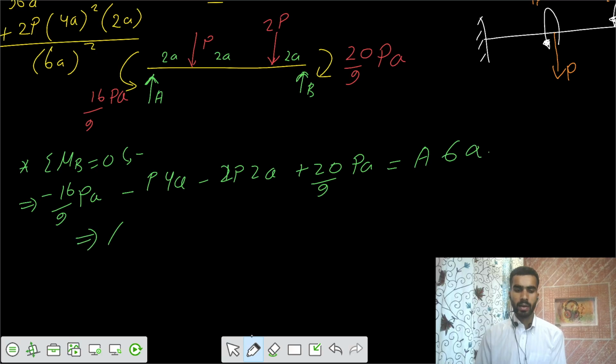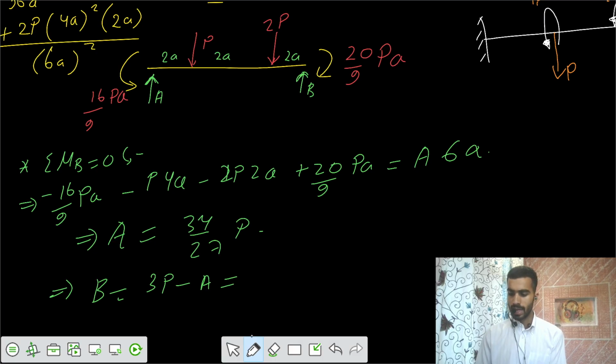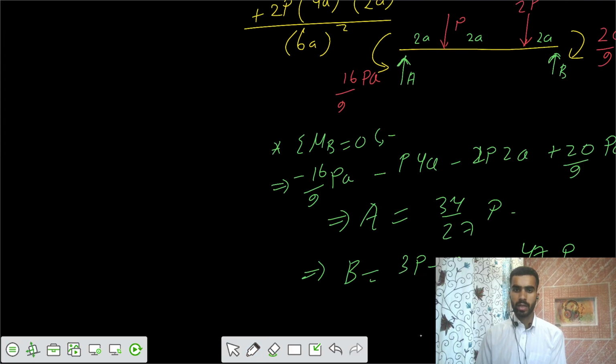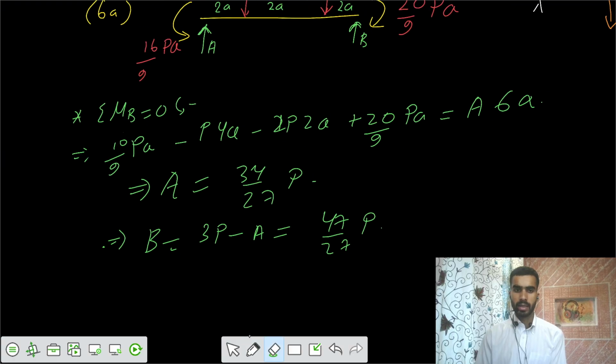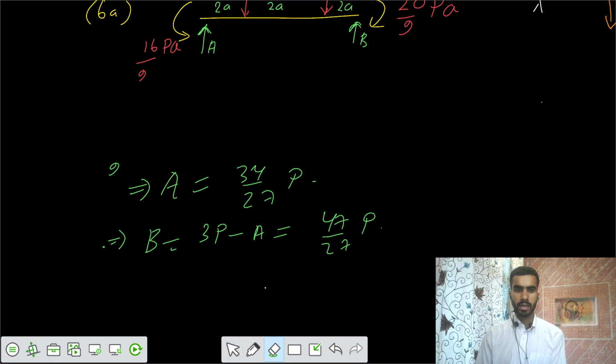So we solve that and we get reaction A equal to 34/27 of P. And similarly, we can get the B value equal to 3P minus A, which comes out to be 47/27 of P. So we got those reactions, and we can get the values of the SFD. We can solve for the SFD now.